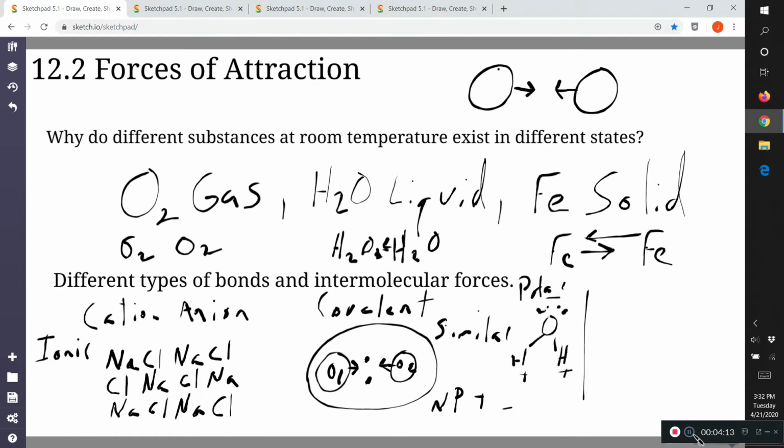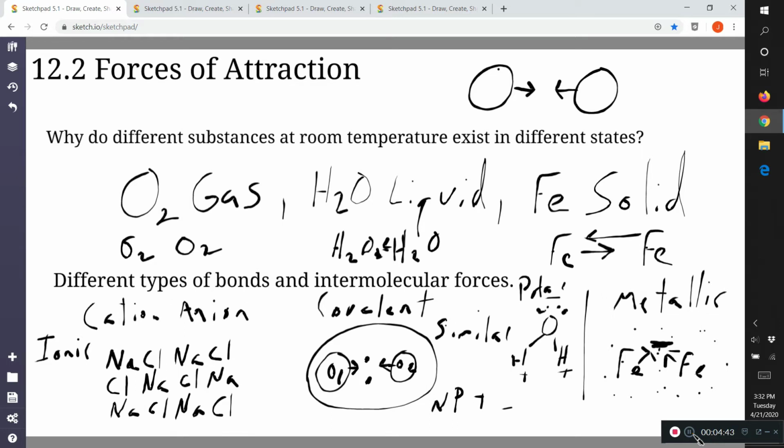And finally, we have metallic bonding, which is where metal atoms give up their electrons to what we call the electron sea, which forms a large negative region that the positive cations are then attracted to. So those are the three types of bonds. Now today we're primarily going to be focused on covalent nonpolar and covalent polar.